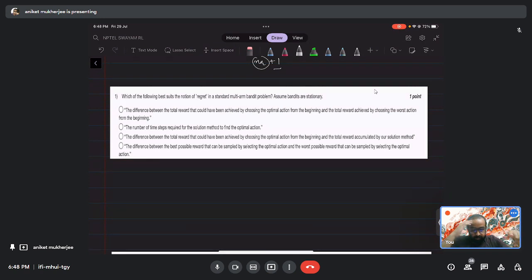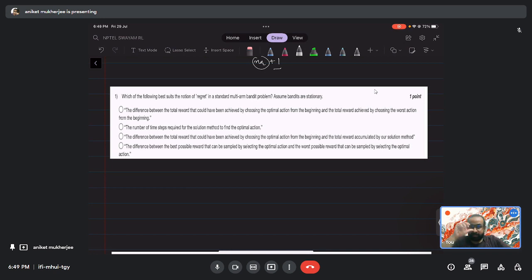So if anyone has any idea how to do this, you can just unmute yourself and speak. I'll read the first question. Which of the following best suits the notion of regret in a standard multi-arm bandit problem, assuming the bandits are stationary, because we have done stationary. Okay, would anyone like to answer the question?